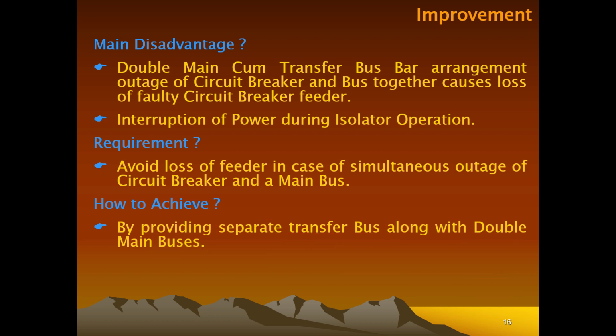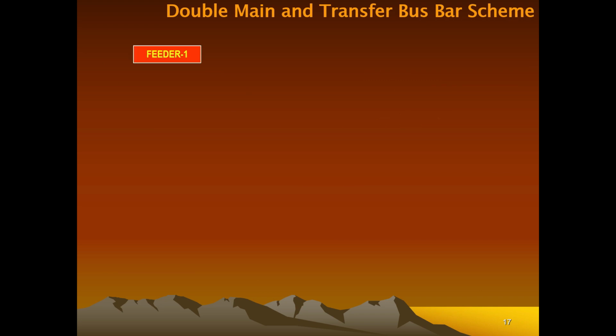And this is the most commonly used bus bar arrangement up to 400 kV in state utilities in India, and the central transmission utilities are using up to 220 kV, but in some states, in some power sectors, the double main and transfer bus bar schemes are used for 400 kV also. So now this double main and transfer bus bar scheme.